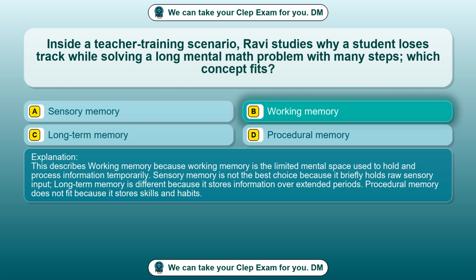This describes working memory because working memory is the limited mental space used to hold and process information temporarily. Sensory memory is not the best choice because it briefly holds raw sensory input. Long-term memory is different because it stores information over extended periods. Procedural memory does not fit because it stores skills and habits.